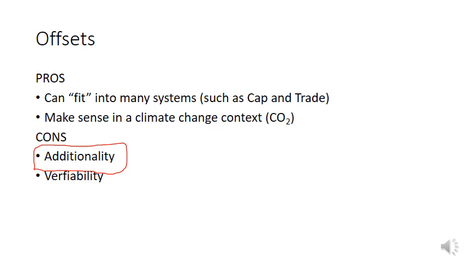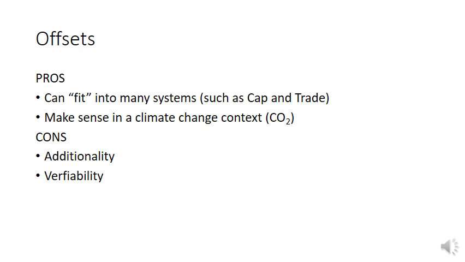Did the offset generate net emissions reductions that were additional to what would have happened in the counterfactual, additional to what we would have seen regardless? This is very hard to tell for any given offset because we have to assess what would have happened in that counterfactual. We have to assess what would have happened had the offset not been bought and sold.